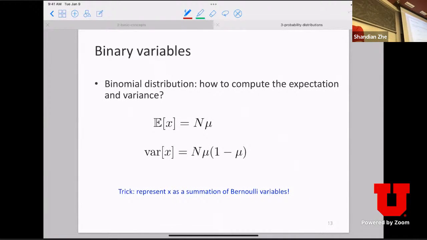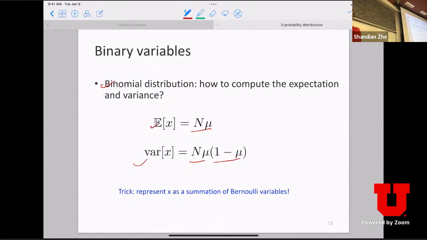And for the binomial distribution, how do we compute expectation and variance? Here is the conclusion. The expectation of a binomial distribution, that means n independent trials of Bernoulli experiments, is simply n times mu, and the variance is n times mu times (1 minus mu).